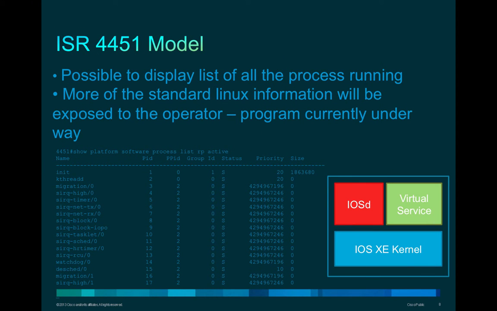It is possible to list all the processes running by issuing the IOS command show platform software process list RP active. This, in theory, provides a list of the tasks from the perspective of the Linux kernel of IOS XE running on the dedicated control plane processor.